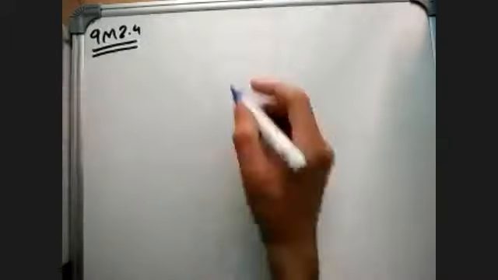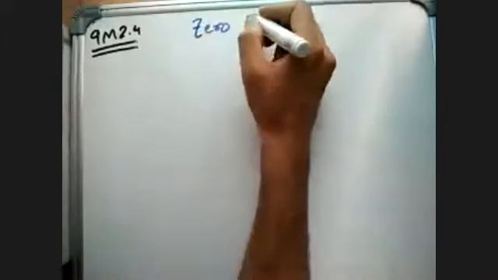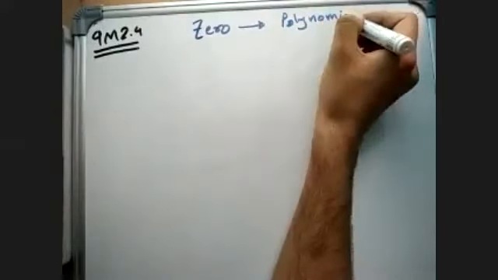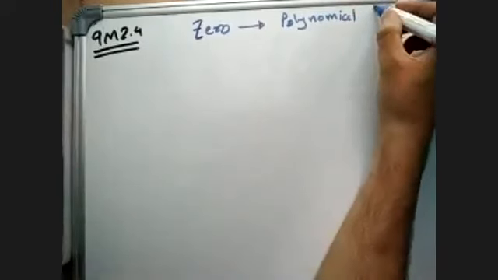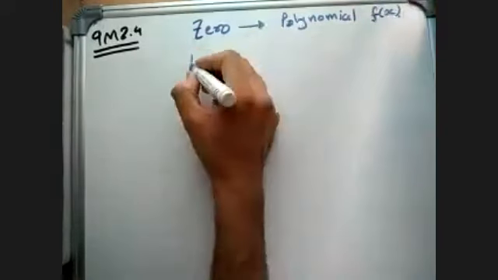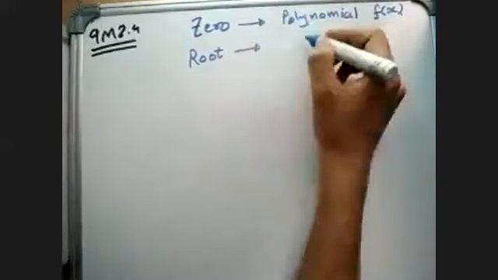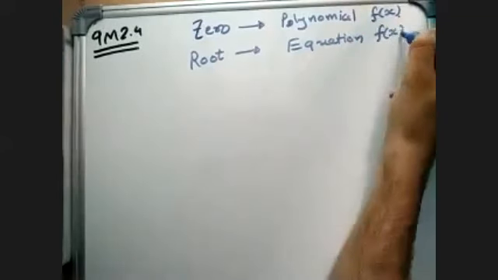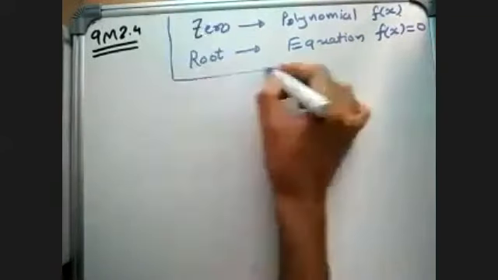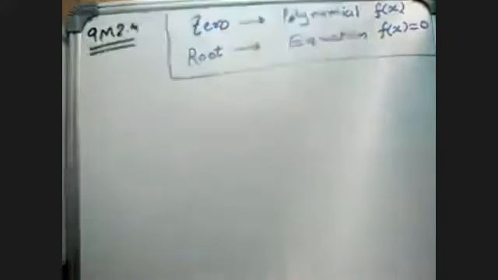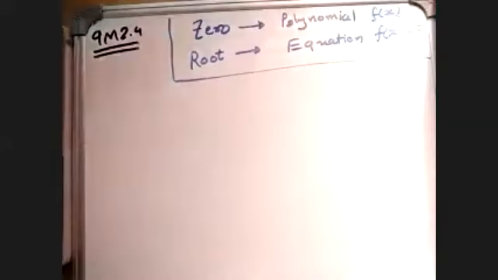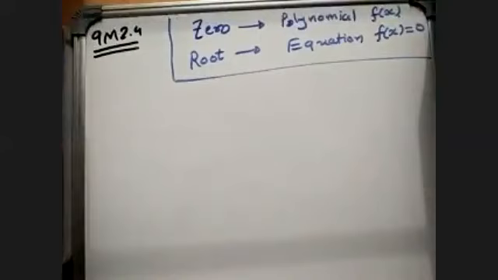See, exactly, 0 is the term related to polynomial f of x. Right, 0 is for polynomial f of x or p of x. And root is related to the equation f of x is equal to 0. So when you are equating it to 0, it is called root of the equation and it is called 0 of the polynomial. This is in general. You can use vice versa also, right? So roots and zeros both are the same terms. You can use them vice versa also. But this is a general trend.